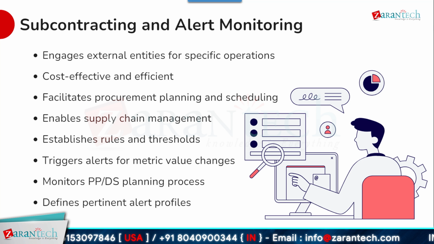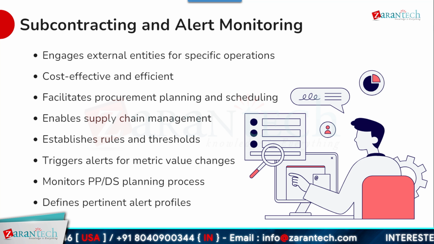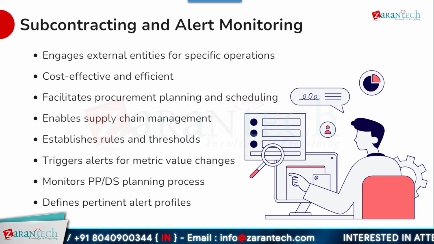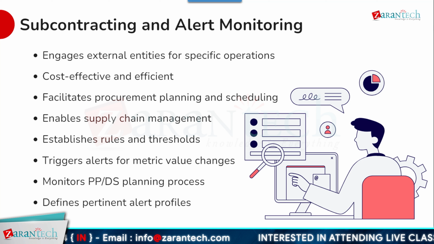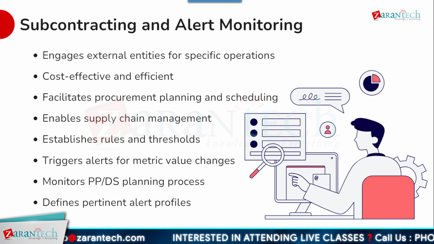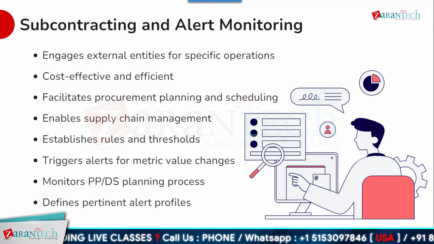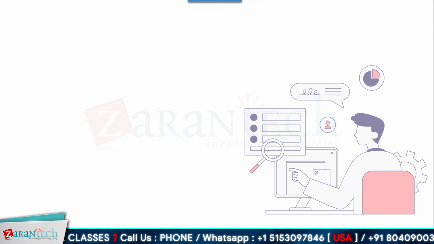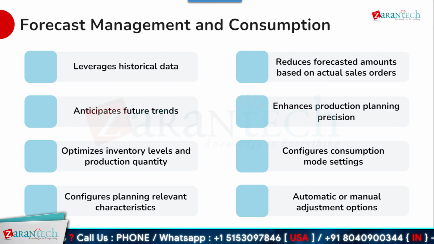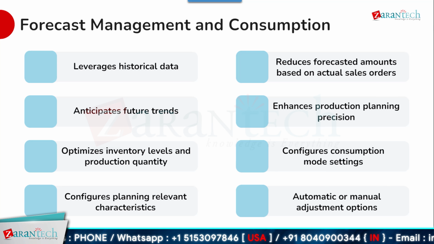Alert monitoring in PPDS also helps to track critical metrics and triggers alerts when predefined thresholds are breached. It monitors the PPDS planning process and notifies planners of any deviations or issues. Alert profiles are defined to specify relevant metrics such as capacity utilization, material availability, or delivery performance. Alert monitoring also ensures proactive identification and resolution of potential problems. Now, let us dive into the forecast management and consumption in SAP S4HANA PPDS.